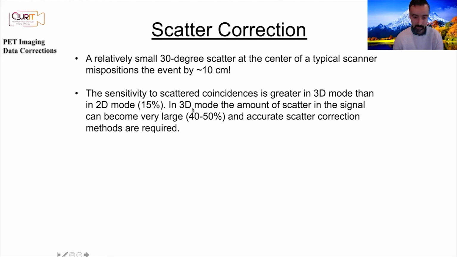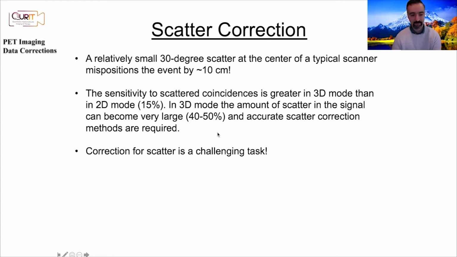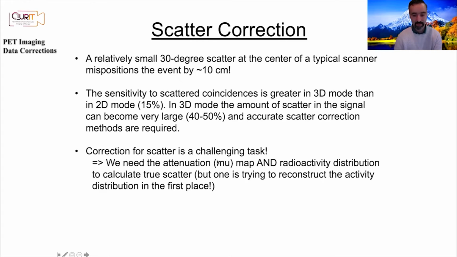The advantage of 3D mode, as we mentioned, is that the sensitivity also goes up significantly. So it's a gain. It's good to switch to 3D because you're gaining more and more sensitivity, but you're also getting more scatter percentage, and you have to really correct for that. And correction for scatter is actually a challenging task. You know, people have spent careers on this. I think it's in a good place now in the PET imaging world.